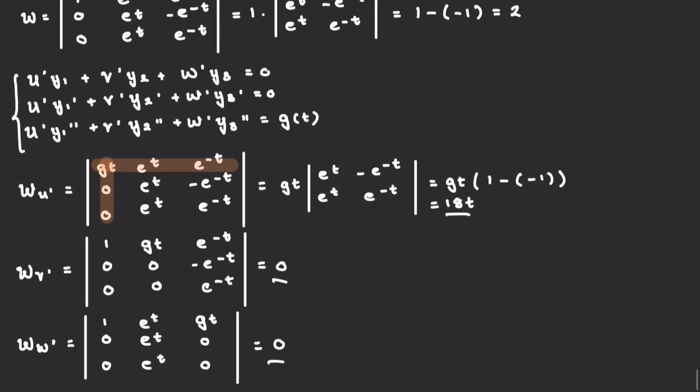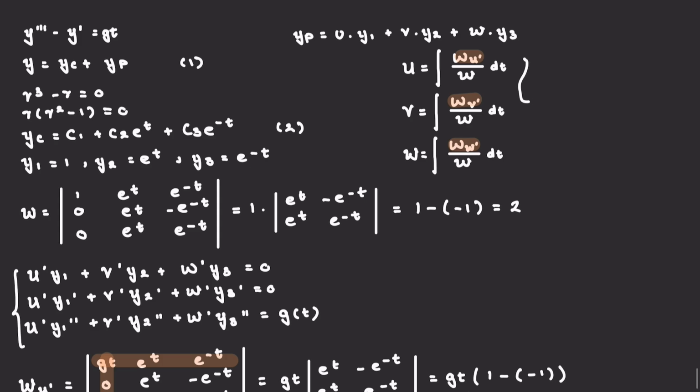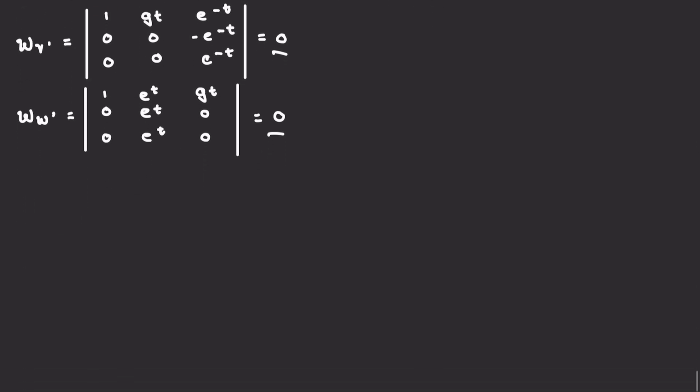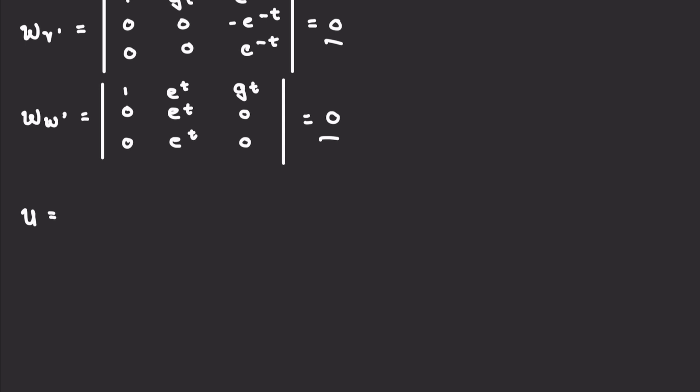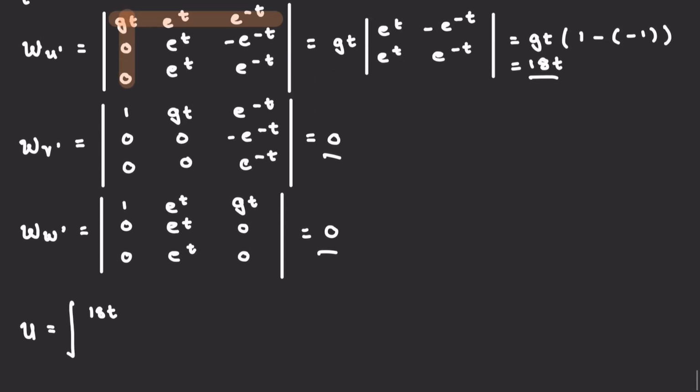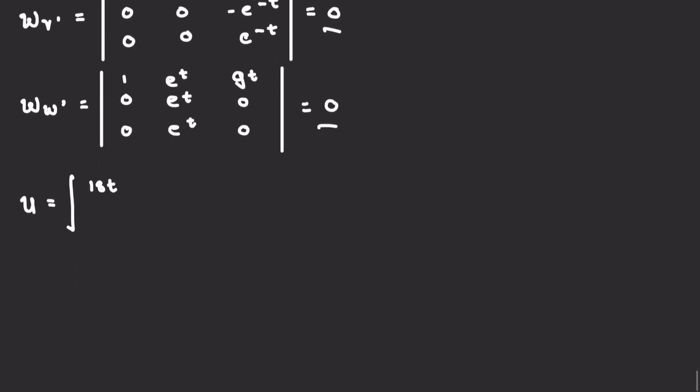And let's substitute all of our values into the 3 integrals that we have here. But rest assured that we don't need to use the v and w equations, because we know the integration of 0 is just 0. So we just need to calculate u. And so we have here u equals the Wronskian of u prime, which is just 18t, just double checking, divided by the Wronskian of the differential equation, which is just 2, multiplied by dt, and we will get here 9 over 2 t squared.